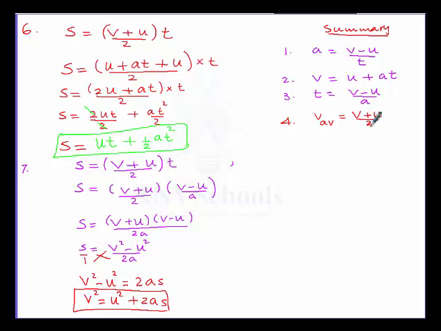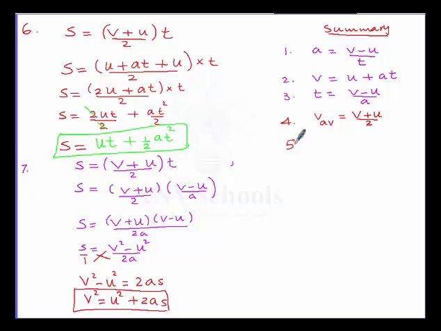Average means, for example, if you have n numbers, any numbers, and you are asked to find the average of these numbers, we add all the numbers and divide by the number of the addends. If the numbers are 5, we divide by 5. If the numbers are 10, we divide by 10. If the numbers are 2, we add the two numbers and divide the answer by 2. So the average velocity of an object is defined as final velocity plus initial velocity divided by 2.